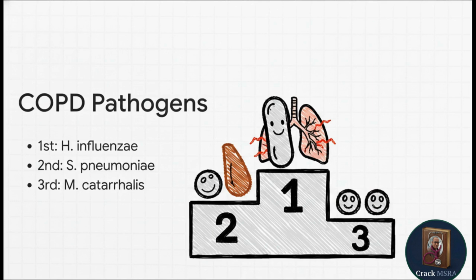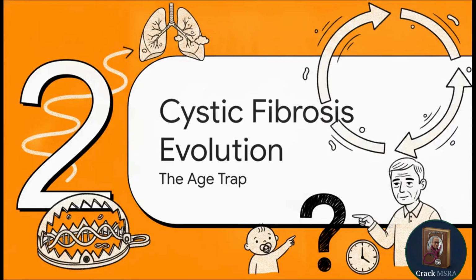Coming in second, we've got Streptococcus pneumoniae, the classic cause of community-acquired pneumonia, famous for that rust-colored sputum, alongside Staphylococcus aureus. And sitting right there in the third spot is Moraxella catarrhalis. So if the exam asks for the most likely cause of a COPD exacerbation, don't overthink it, go straight for H. influenzae. Moving right along to Section 2, the cystic fibrosis evolution trap.